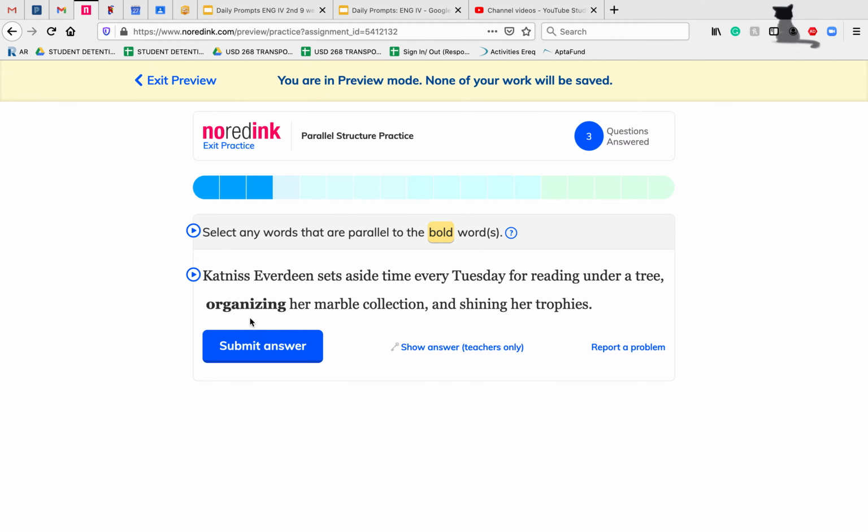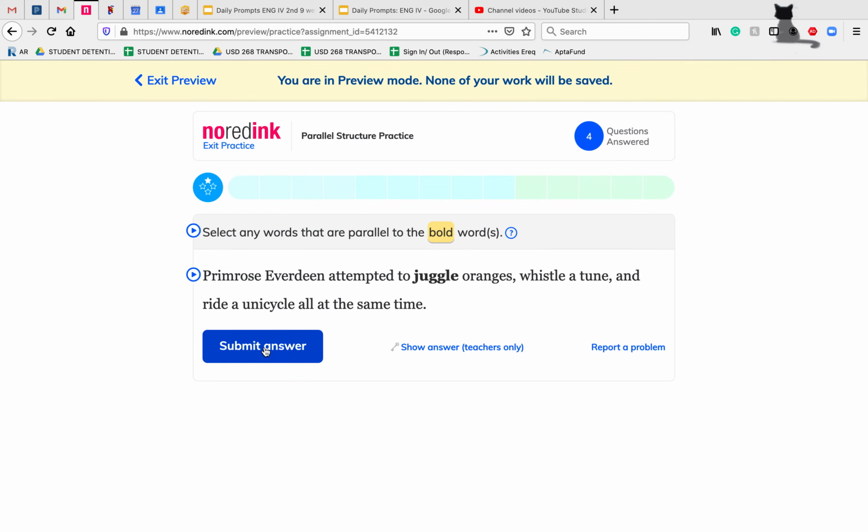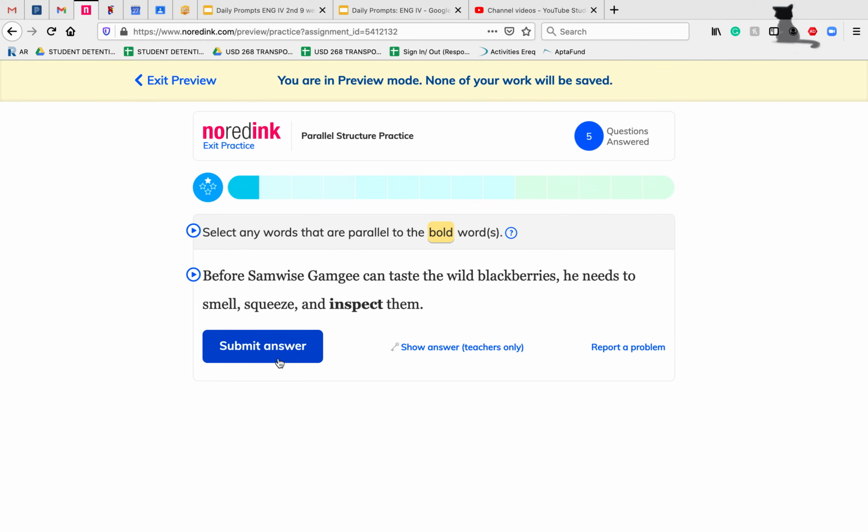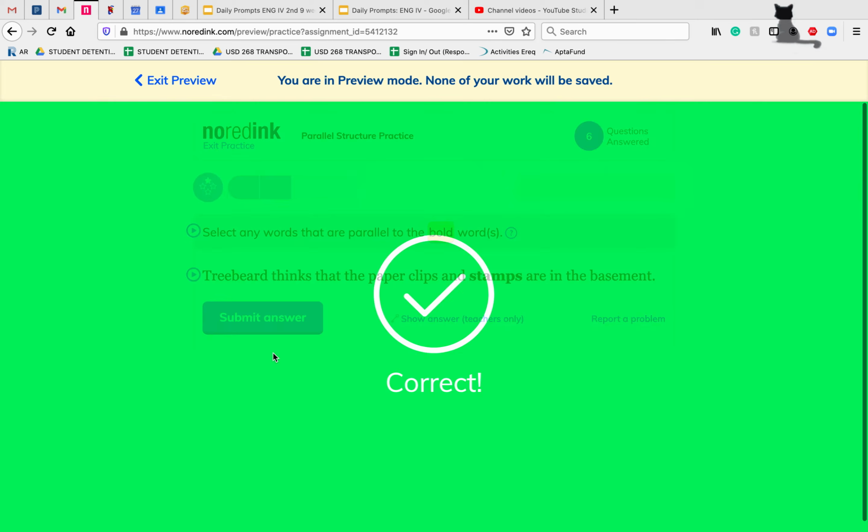Katniss Everdeen set aside time every Tuesday for reading under a tree, organizing her marble collection, and shining her trophies. Now we have three words that are parallel. So we have organizing, shining, and reading. These all have our nice ings that we like how they match up. Now we attempted to juggle, whistle, and ride. These are dealing with our verbs. Before Samwise Gamgee can taste the wild blackberries, he needs to smell, squeeze, and inspect them. So here's one where we see them all formed up as a list versus being separated.